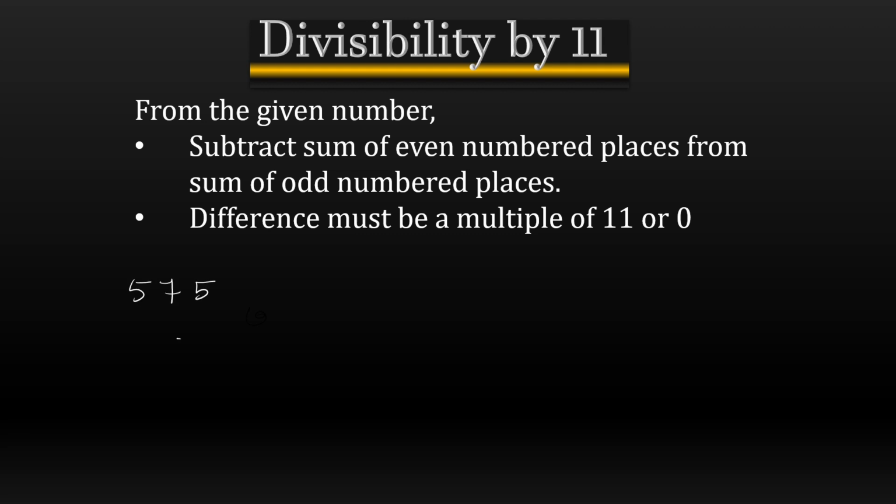5753. Ordering the places, we'll get 1, 2, 3, 4. From this, we can see that the sum of even numbered places, that is 5 plus 5, is equal to 10. And the sum of odd numbered places, that is 7 plus 3, is equal to 10. Difference of both, 10 minus 10, is equal to 0. So we can say that the given number 5753 is divisible by 11.